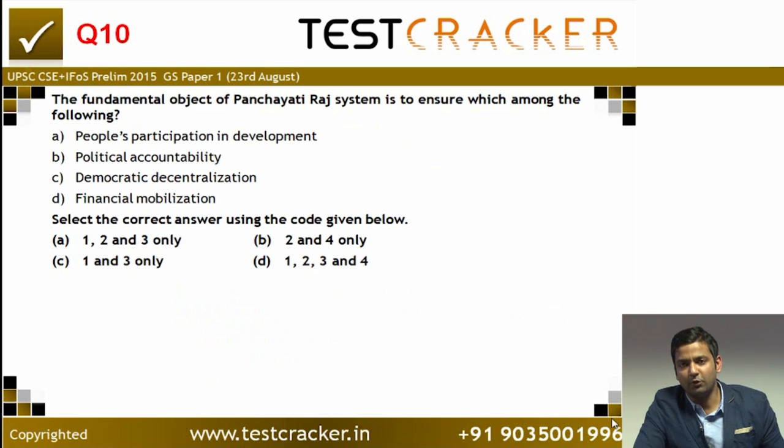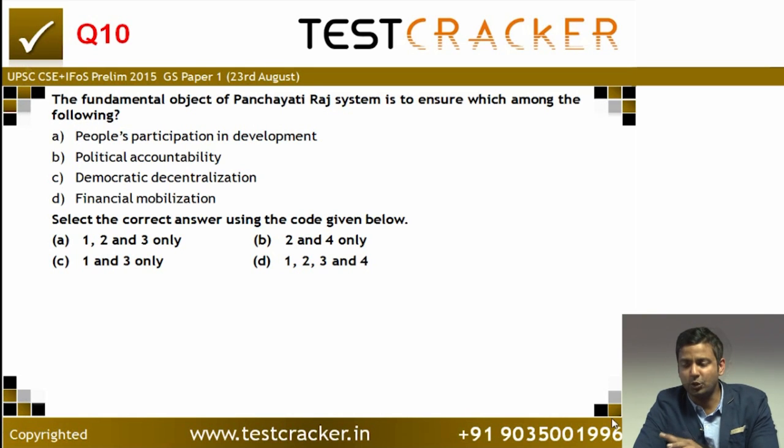Now, fundamental object of Panchayati Raj, right? Now, how do you answer these questions? 1 says people's participation in development, 2 is political accountability, 3 is democratic decentralization, and 4 is financial mobilization. In these questions, how do you answer them? You need to find out 1 or 2 about which you are definitely sure. Right, so you will be sure about 1, people's participation in development. You will also be sure about 3, democratic decentralization. Right. So you know the answer has to include 1 and 3, which means you can reject option B.